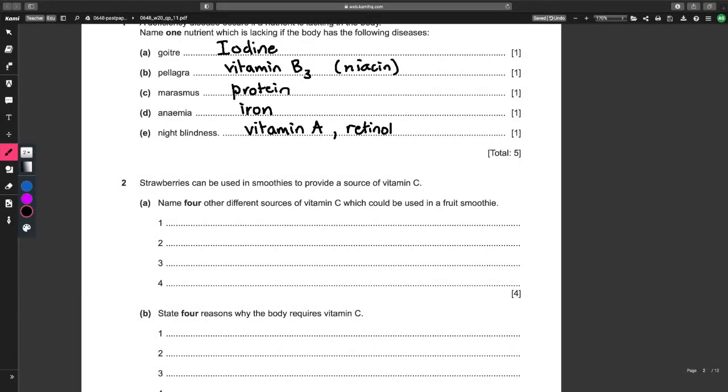So strawberries can be used in smoothies to provide a source of vitamin C. Name four other different sources of vitamin C that could be used in a fruit smoothie. Well, as we're based in Malaysia, I'm going to be using local fruit. So a pineapple is an excellent source. Of course, you can have blueberries. You can also have strawberries. You could have blueberries, you can also have raspberries, blackberries, etc.